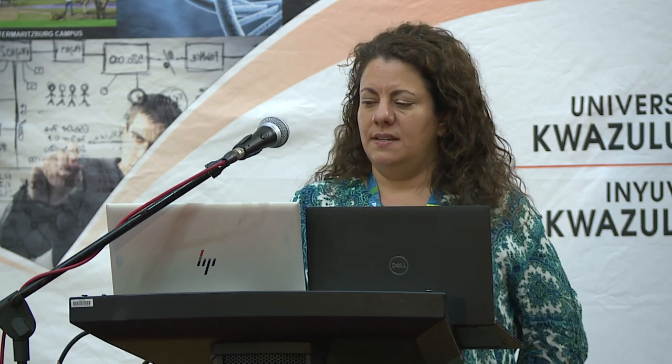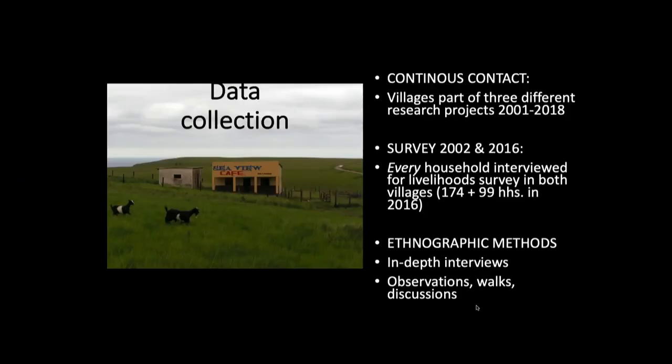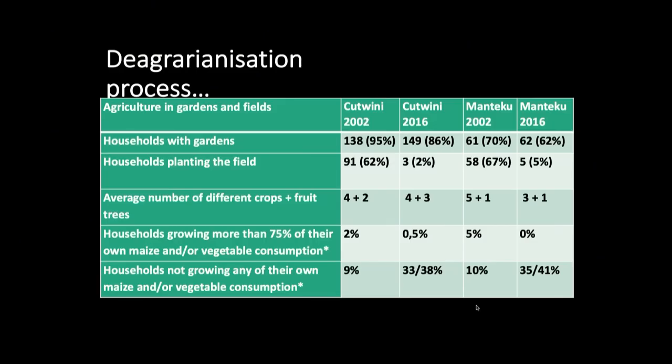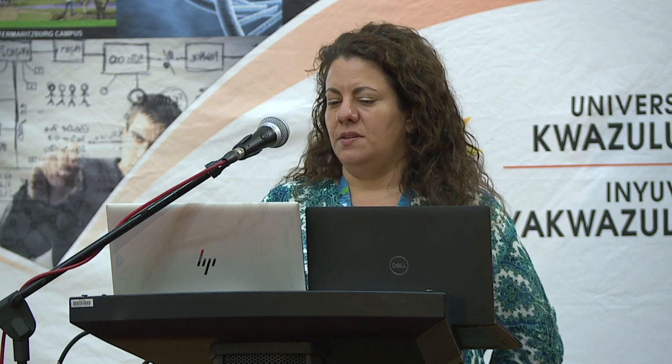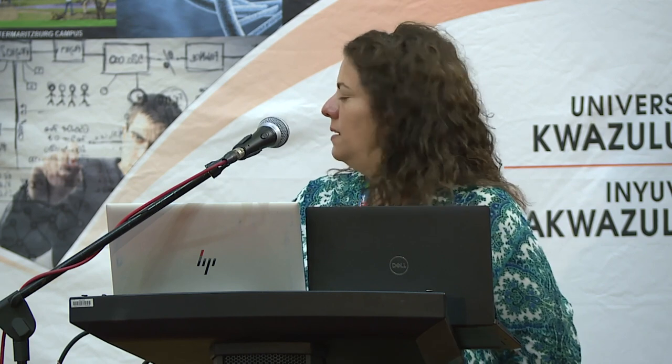So here you can see the deagrarianisation process happening. The columns show Mtwini 2002 and 2016 and Manteku. And you can see that deagrarianisation has been very specifically focused on fields, while gardening has reduced just a little. The fields have been basically almost completely abandoned, as you can see on the second row, from 62% planted fields to 2%, for example, for Mtwini. And in the next to last row, you can see that basically no households grow more than 75% of their own maize and vegetable consumption anymore.